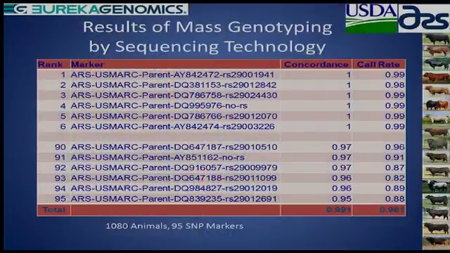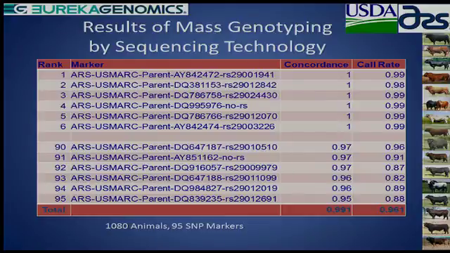So these are the results that we got. These are sorted by marker, from the markers that gave us the greatest concordance to those that gave us the lowest concordance. You can see even at the bottom of the list our concordance was pretty good. Those that had low concordance dropped off quite a bit for call rate.